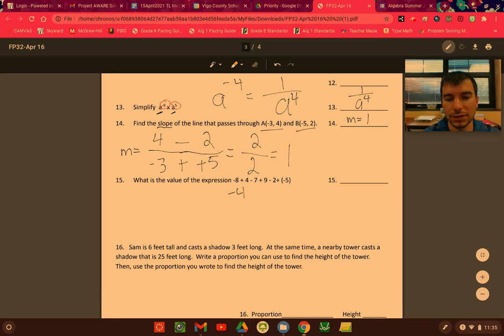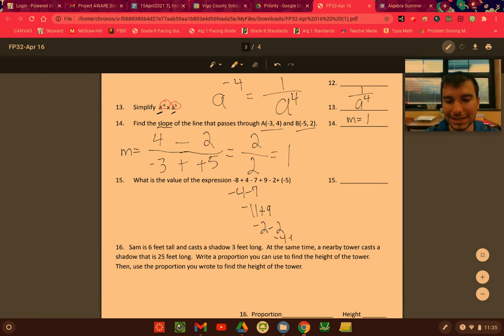Then I'm going to write my next one down. So minus 7. Negative 4 minus 7 would give me negative 11. I'm going to write my next one, plus 9. Negative 11 plus 9 is going to give me a negative 2, and then minus 2. So that's going to give me a negative 4.